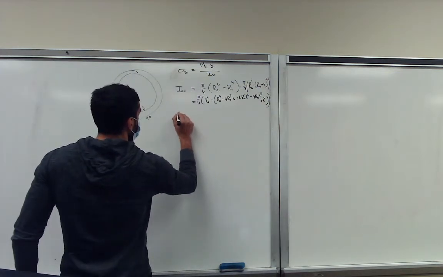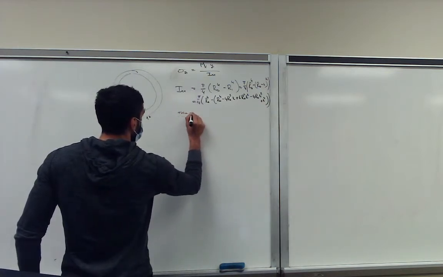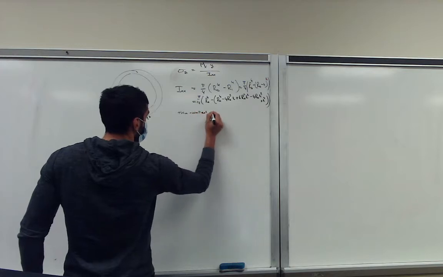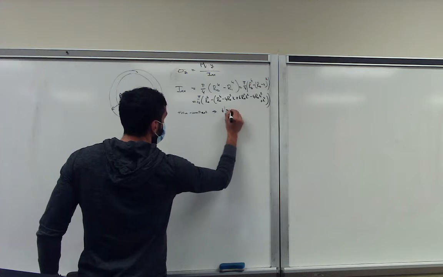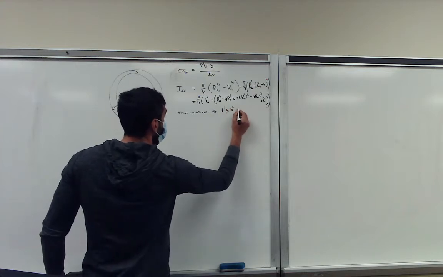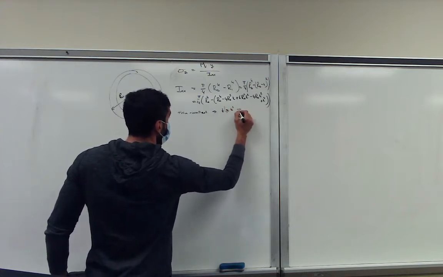In this case, we assume thin wall. So this means t squared is neglected. So that disappears.